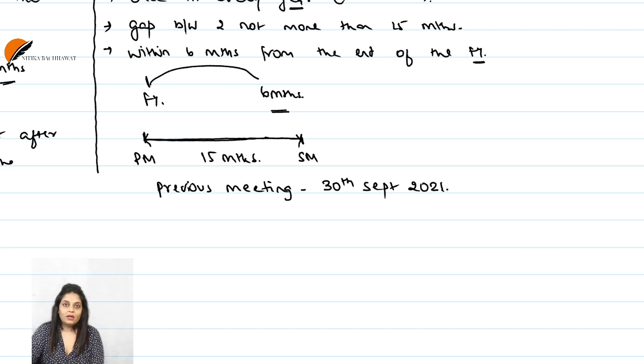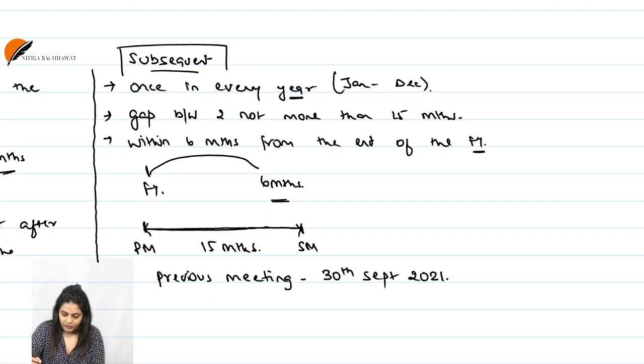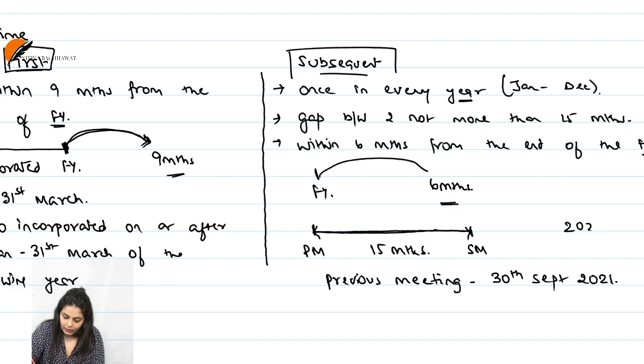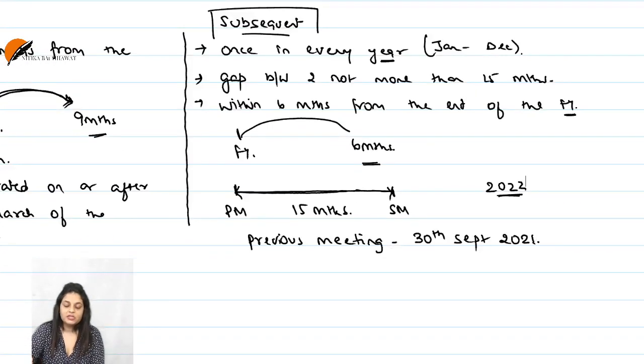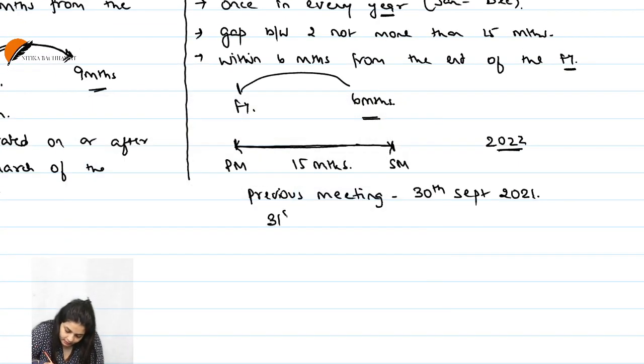So what should be the date for the next meeting? Right? What should be the date as per this? What should be the last date for which a meeting should be held for 22? What should be the last date by which the meeting should be held for 2022? So once in every year. That means the meeting should be held by 31st December 2022. Correct?